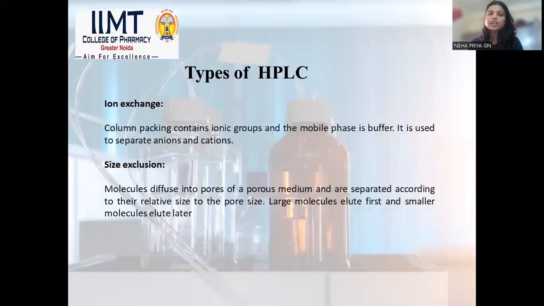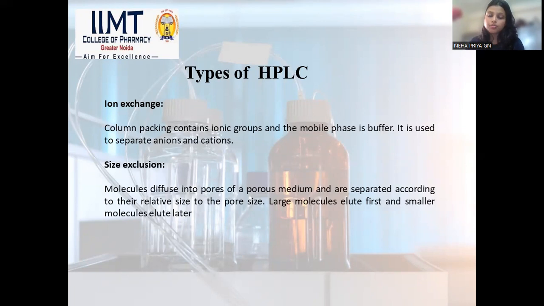The next topic we are going to learn is the types of HPLC which we are using. The first type is ion exchange HPLC. Basically, we separate our components according to the ions present in the mixture. For example, if I want to separate cations from anions, then this will be done by ion exchange HPLC.